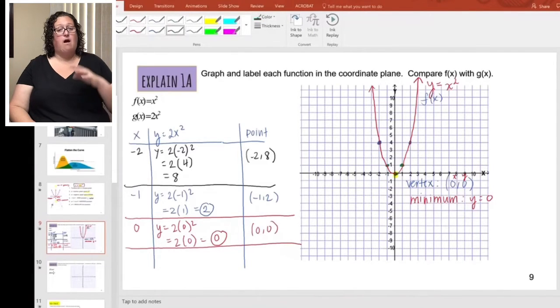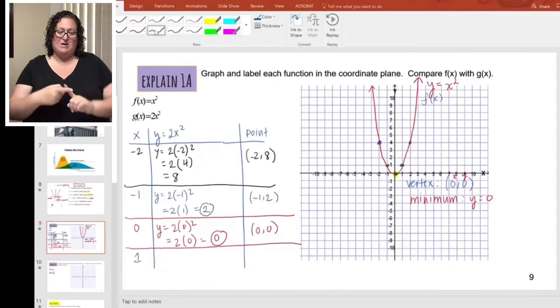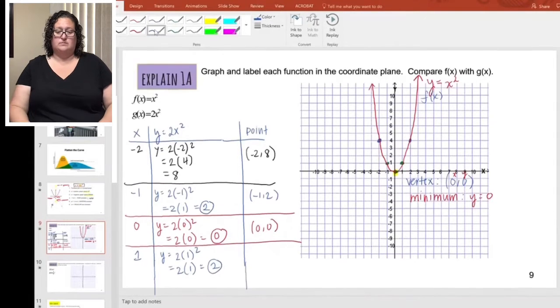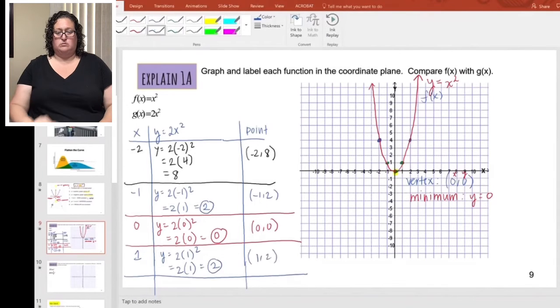For our fourth point, x is going to be +1. When x equals 1, y will equal 2 times 1 squared. 1 squared is 1, and 2 times 1 is 2. My fourth point is 1, 2.